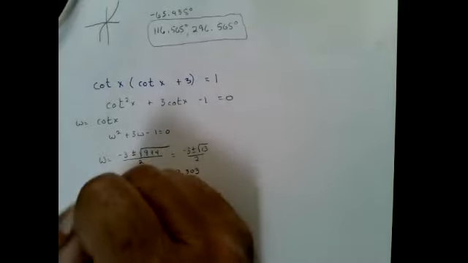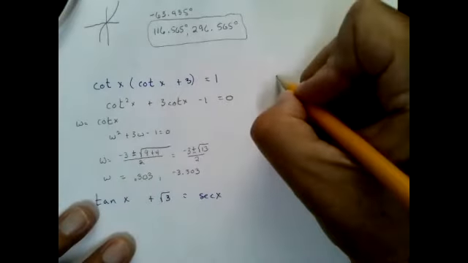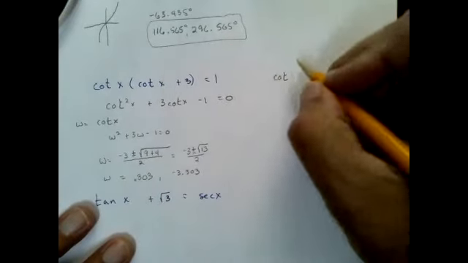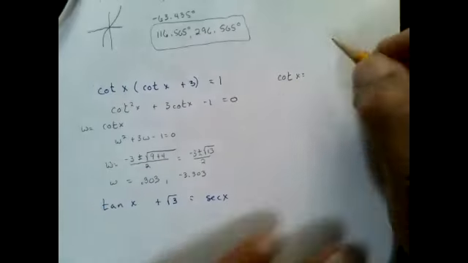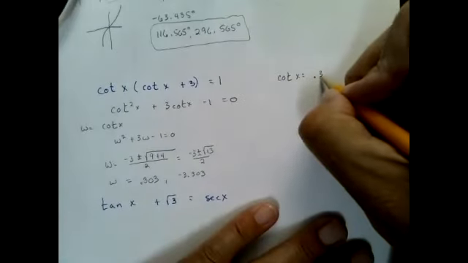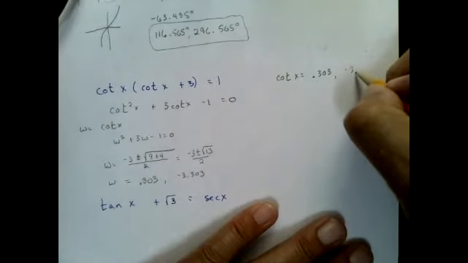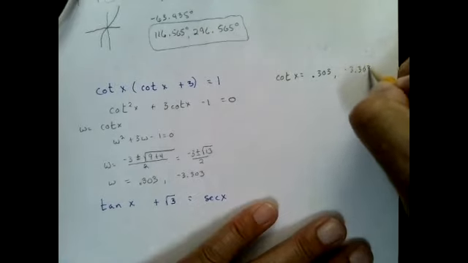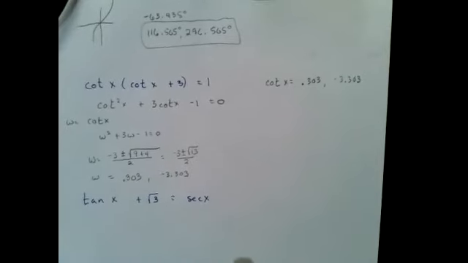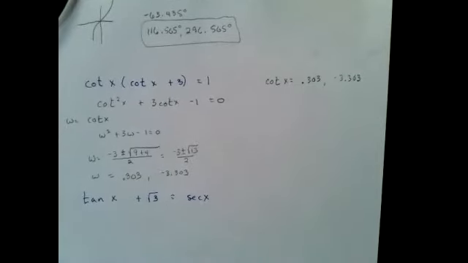So this is W still. Now I'm going to switch it. I'm going to say the cotangent of X equals 0.303 and negative 3.303. Well, crap, I thought these would be a lot easier. This one's not so easy.